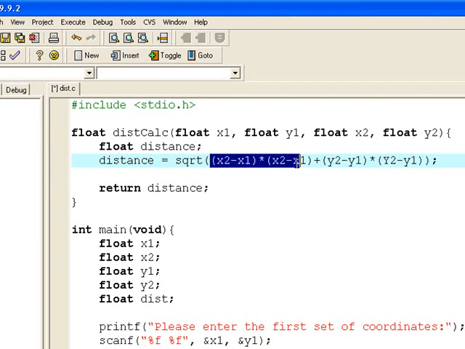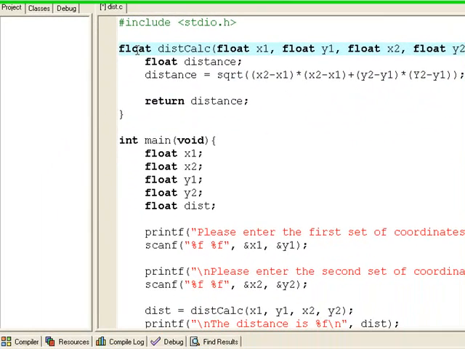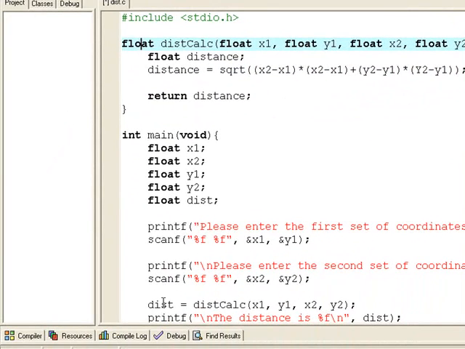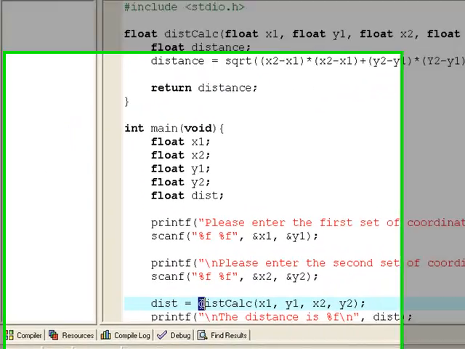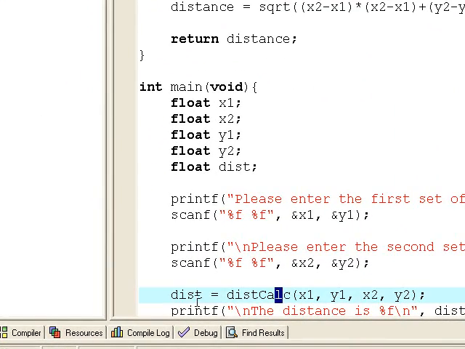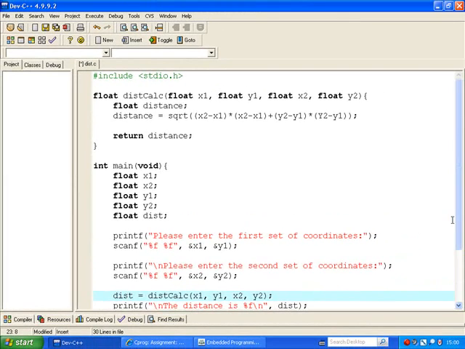That's the squaring of the first one. That's the squaring of the second one. Add the two together, and then the whole lot of that number is inside the square root function, so it's going to get the square root of it. Put that into distance. Distance is going to get returned as a floating point number, and that ends up in dist back here when this function is called, and then that's printed out there.